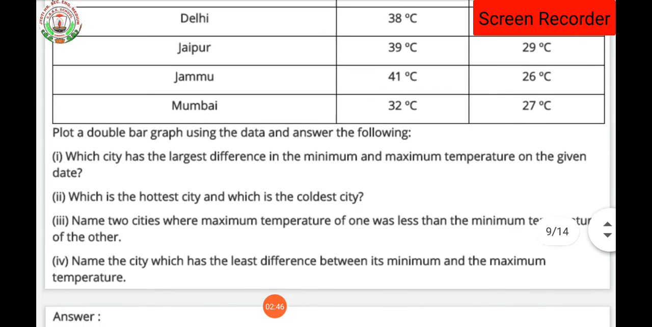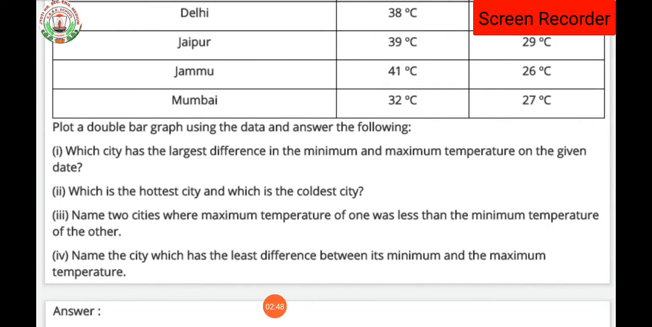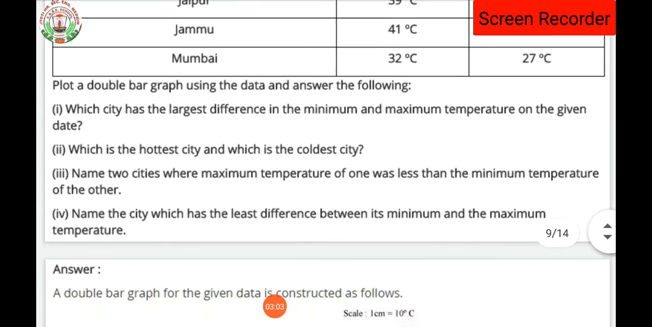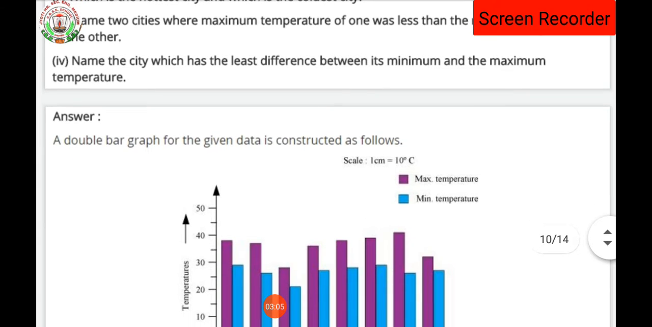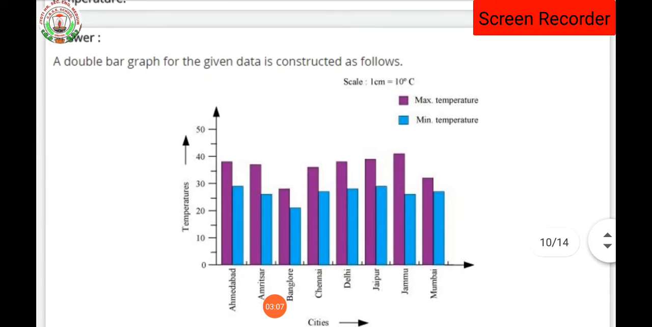So here according to the data which is given, you have to find out the hottest and the coldest city. Name two cities where the maximum temperature of one was less than the minimum temperature of the other. Name the city which has the least difference between its minimum and maximum temperature. So here least difference, that means again you have to find the subtraction. You have to subtract the minimum and maximum temperature of the city. So first, before solving the following question, we are going to see here a graph.